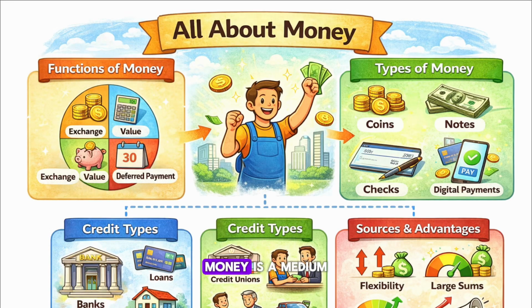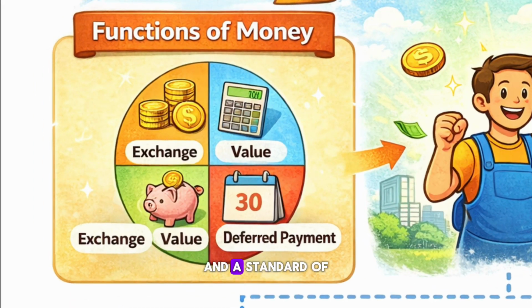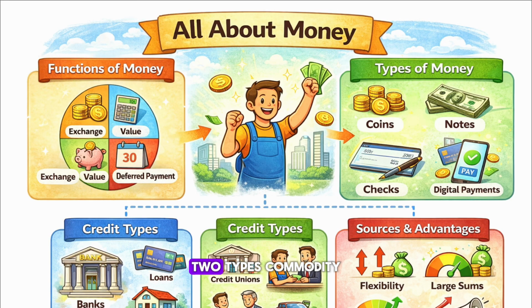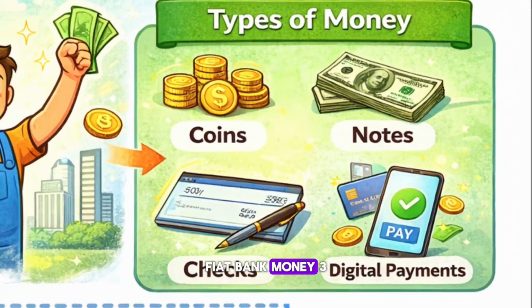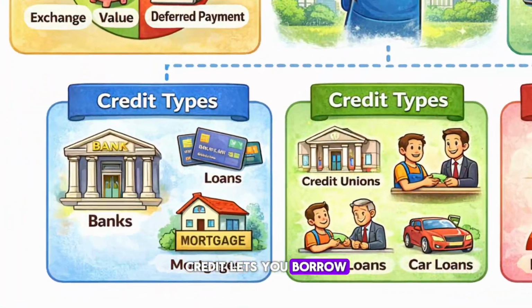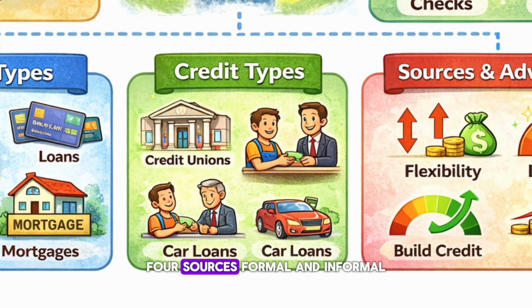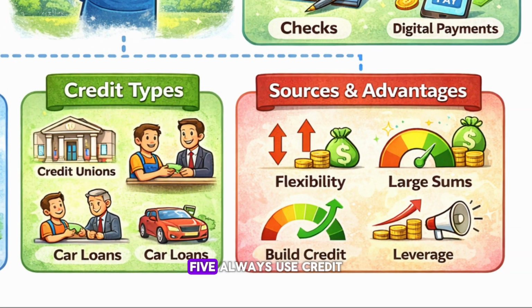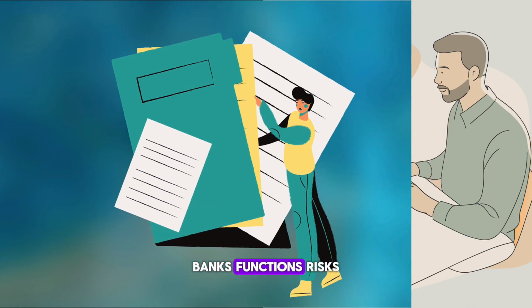1. Money is a medium of exchange, a measure of value, a store of value, and a standard of deferred payment. 2. Types: commodity, fiat, bank money. 3. Credit lets you borrow money for short-term or long-term needs. 4. Sources: formal and informal. 5. Always use credit wisely to avoid risks. Retention tip, on-screen mnemonic. MCBCFR: money, credit, banks, functions, risks.